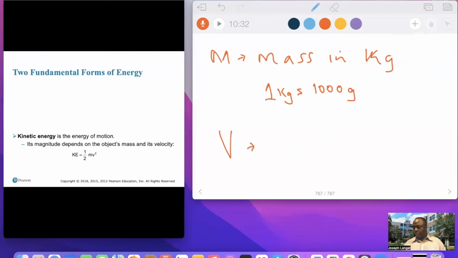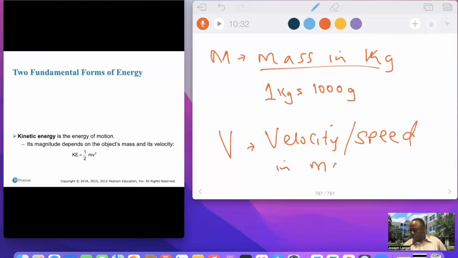Now, v is the velocity. Sometimes we call this speed, the velocity or speed of an object. And you need to square that, okay? It should be given in meters per second. So if you are given miles per hour, or kilometers per hour, you have to change the speed to meters per second before you plug it into this equation.